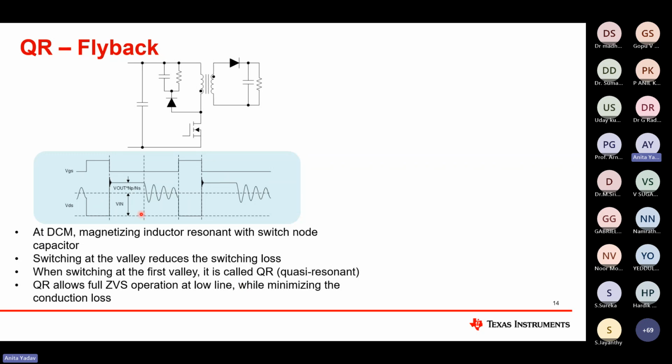At a low line, what happens? This is V out times Np by Ns plus V in. So this comes down, and by default this voltage reaches almost very close to zero. That's how by default it gives ZVS operation at the low line, but at a high line it's not achievable.